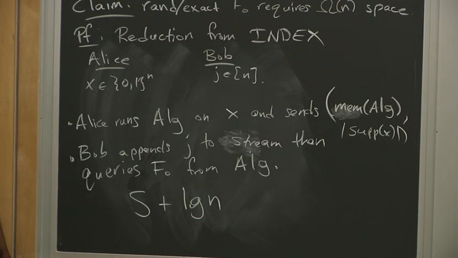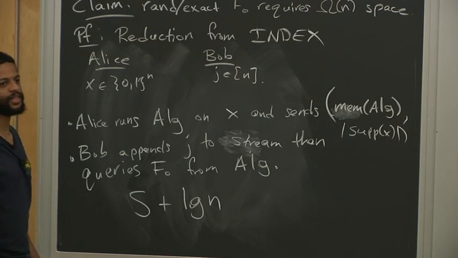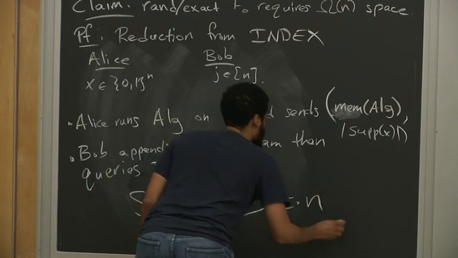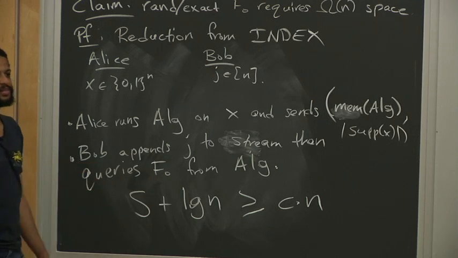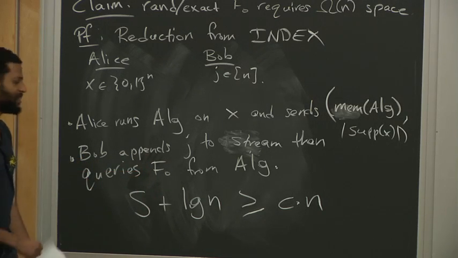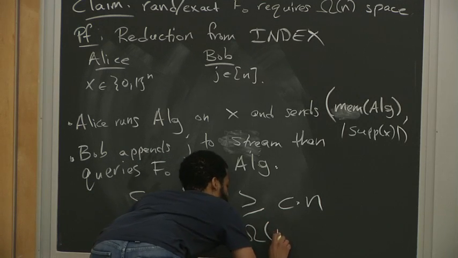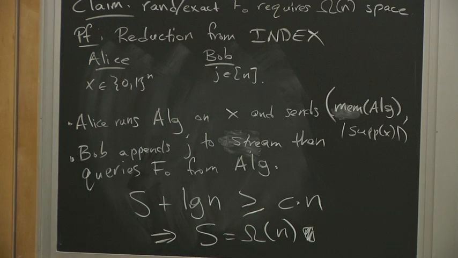Right? And you cannot solve this problem with communication less than the lower bound. The lower bound is some constant times n. Indexing requires omega n bits of communication, right? So just move the log n over. Log n is almost nothing compared to Cn. This implies that S is omega n. Okay? So there's your p-set 3b in basically one line.